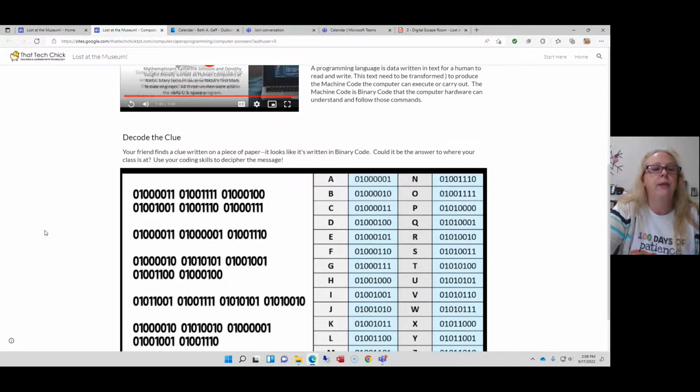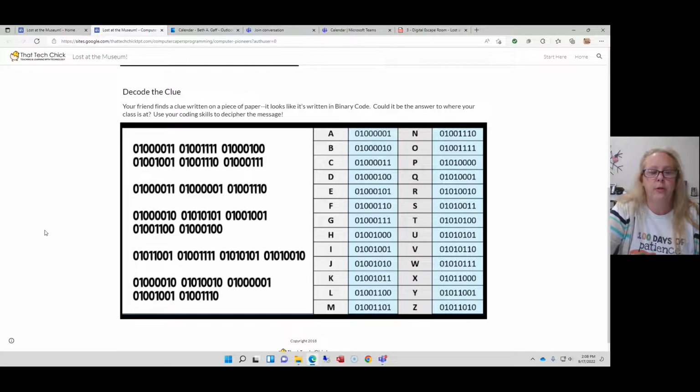Your friend finds a clue written on a piece of paper. It looks like it's written in binary code. Could it be the answer? Use your coding skills to decipher. Okay, so we need to find a letter that matches this. I think the first letter is a C.